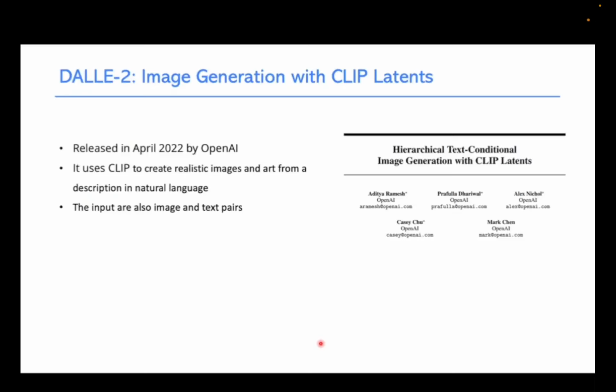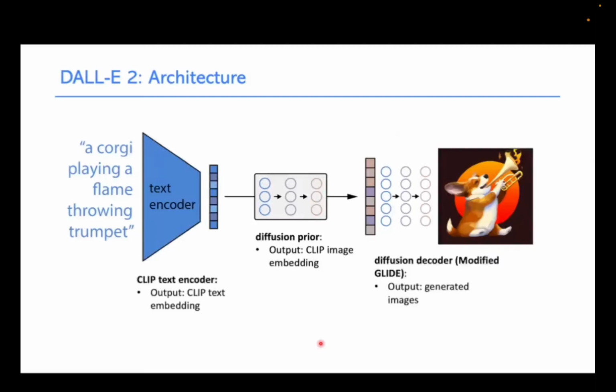It uses CLIP to generate realistic images and art from a description in natural language, and the input is also image and text pairs. This is the structure. First, we use a CLIP text encoder to encode the text into a CLIP text embedding. And then we use a diffusion prior to transform the text embedding into a CLIP image embedding, which will be input into the diffusion decoder to create images.